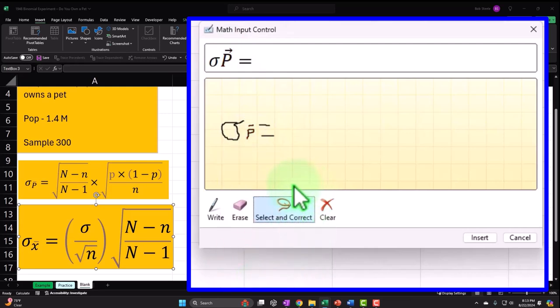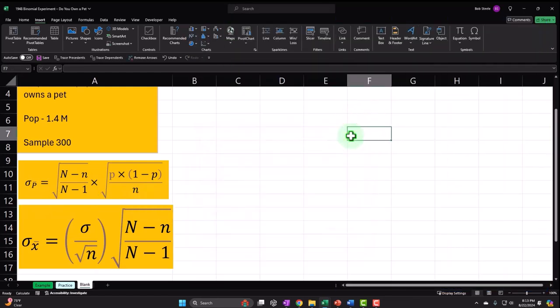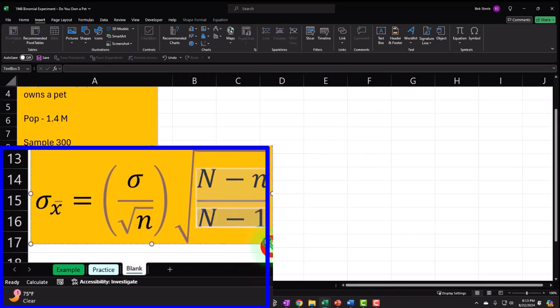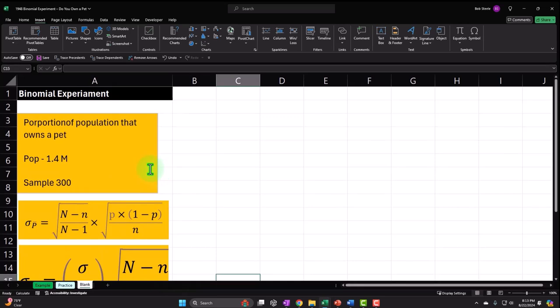I won't keep on messing with it, but if you mess with it enough, that's how I created these, and you can write your formulas that way, which is somewhat tedious, but not too bad, actually, even with a mouse. All right, given that, let's go in and say we have our data, binomial situation, survey.